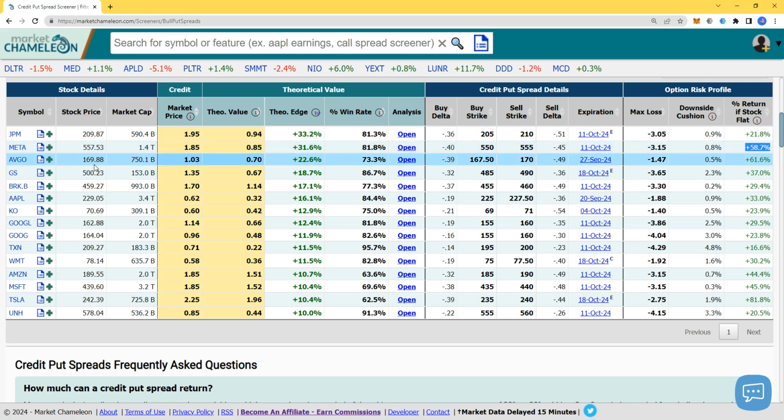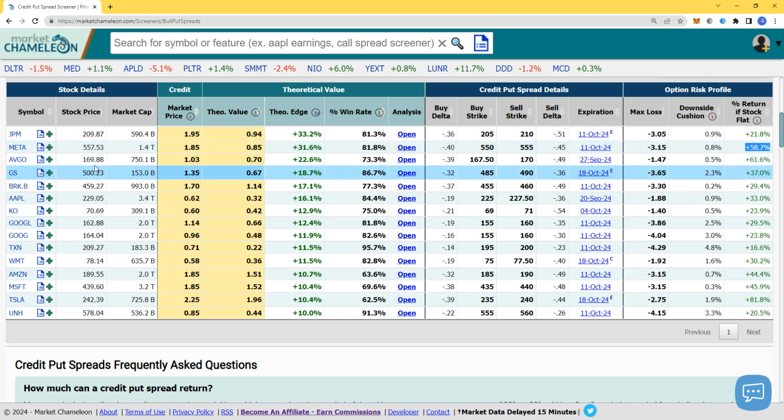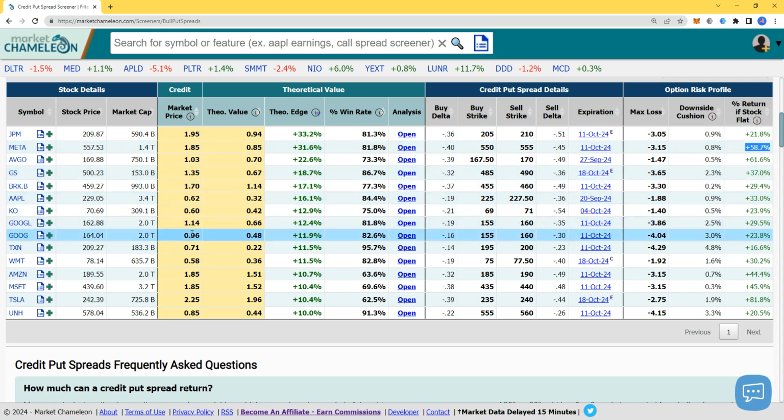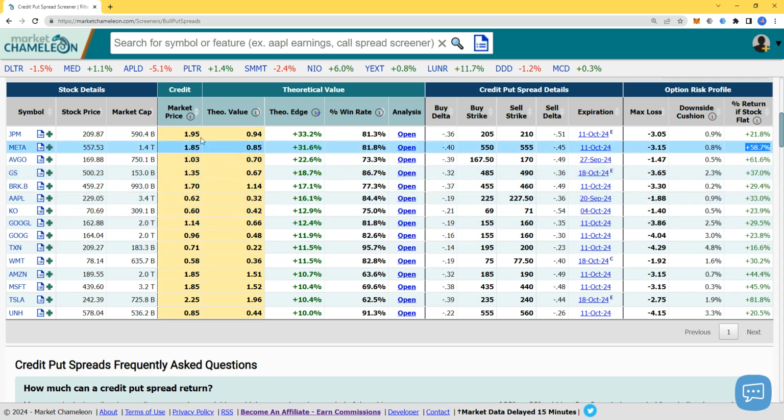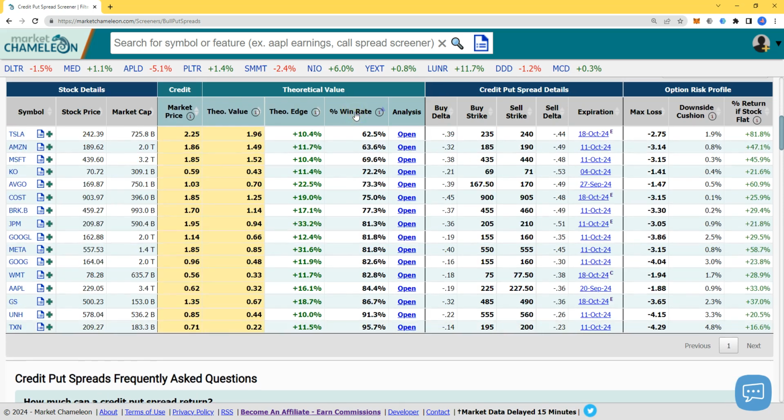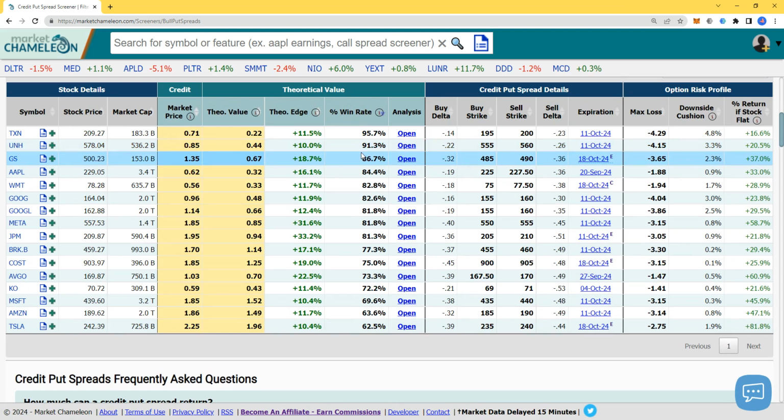Let's see what we got here. I'm looking for something, so you can go by theoretical edge to get the more money compared to what you should have collected in the past. But you can also, let's click here twice. If you click twice on win rate, then you go by win rate. That means you have more downside cushion and all that stuff. So let's just check the first two.